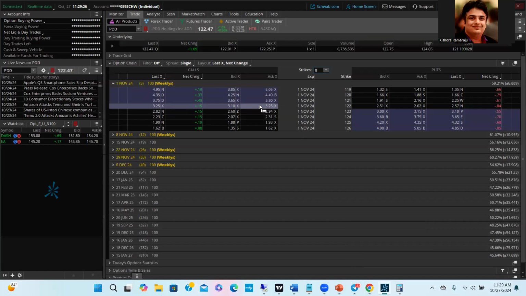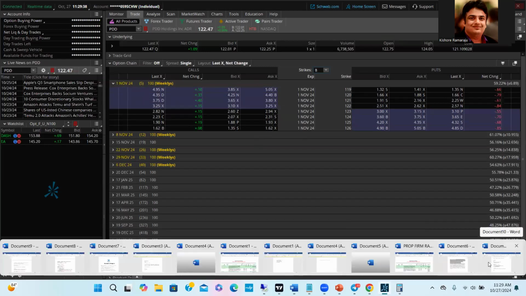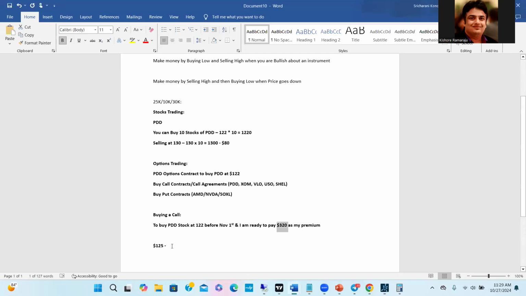You don't need to hold until the last minute. Whenever, now, you can sell your agreement to somebody else with a higher profit. The same way, as the stock keeps going up, you can sell your agreement to somebody. So that is one way you can make money in stocks, right?